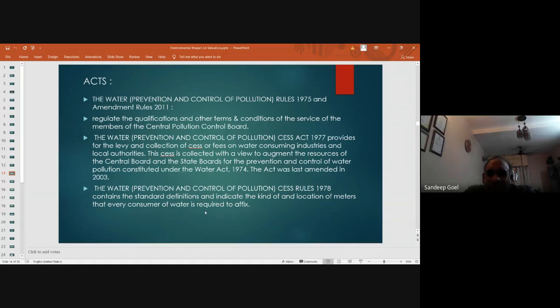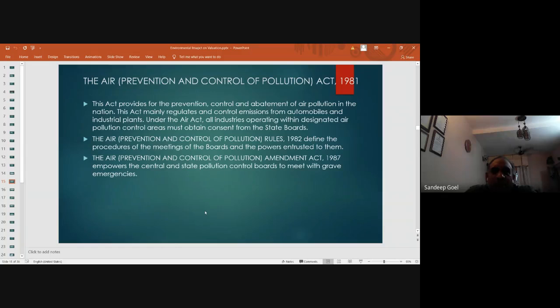The Water Prevention and Control of Pollution Rules 1978. This will not be asked. The Air Prevention and Control of Pollution Act 1981. You must remember the year in which these acts were passed and their major aims and objectives only. Nothing more than that is required as far as the examination is concerned.